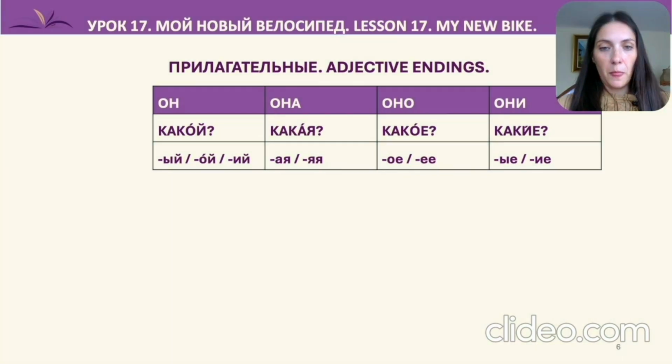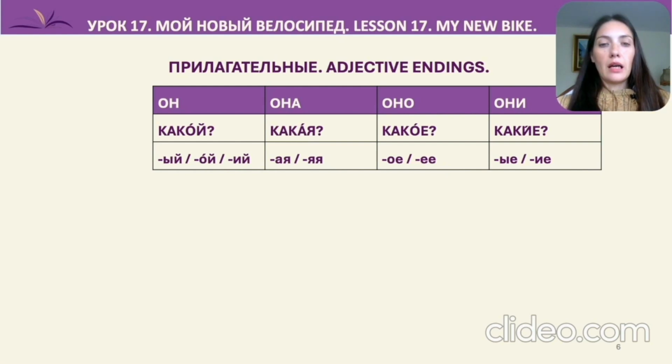I promise you. So there are 4 columns here because there are 3 genders, singular: он for masculine, она for feminine, оно for neuter, and the last column is for plural, они. And in the second row you can see 4 questions. Какой, you can translate it as which or what, so it's a question for adjectives like welche in German or quel in French. So какой for masculine, какая for feminine, какое for neuter, and какие for plural.